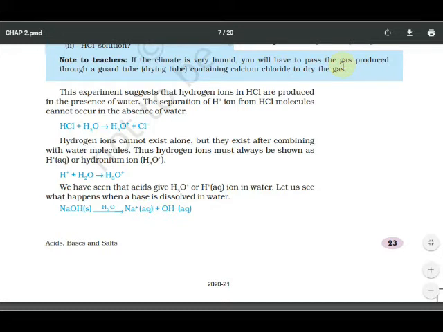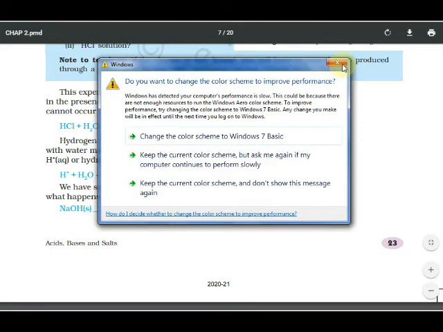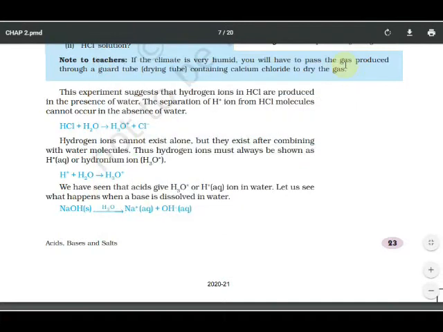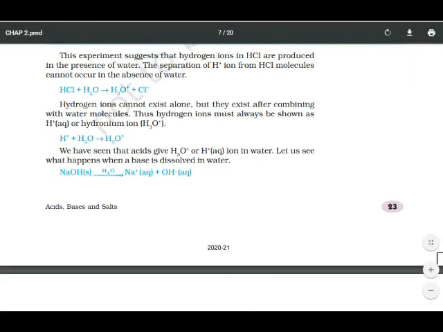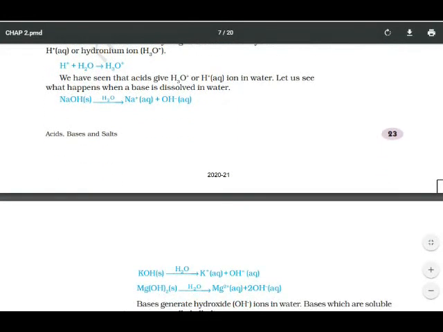a base, okay? NaOH. In water, what does it give? Na plus aqueous plus OH minus aqueous. Understood? Na plus, OH minus. KOH.